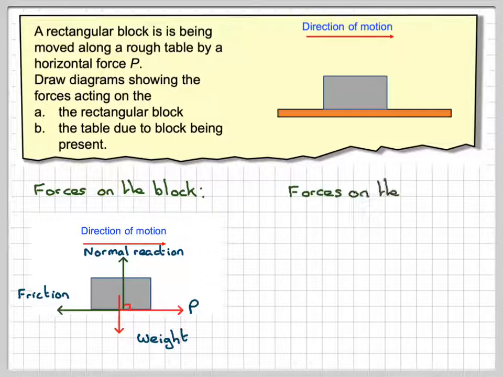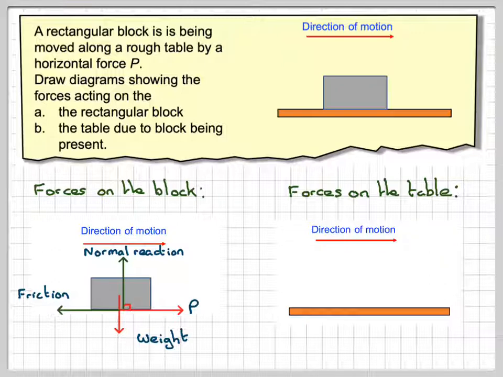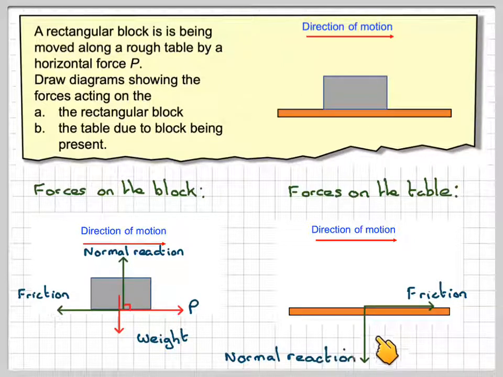So if it's moving that way, the friction will act in the opposite direction. Now, if you look at the forces on the table, with the block being present, we haven't got the block drawn on the diagram, there will be a friction, and although the block's moving that way, the table feels like it's moving in the opposite direction, so the friction acting on the table is acting in that direction. Now there will be a normal reaction between the block and the table, and that will act downwards.